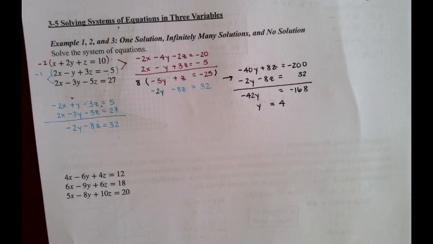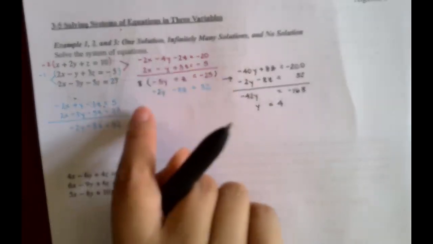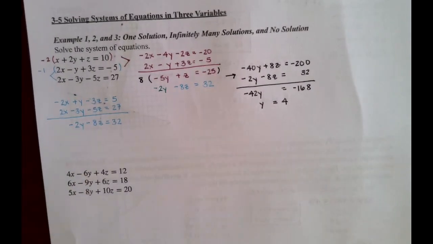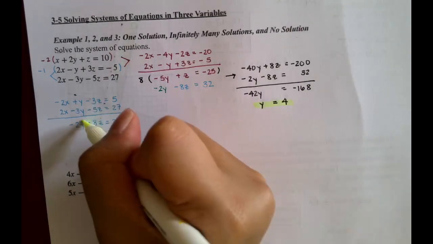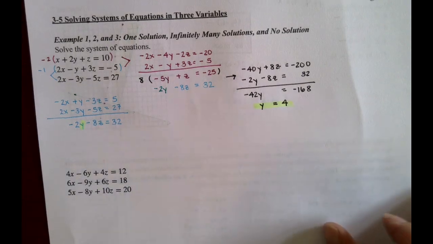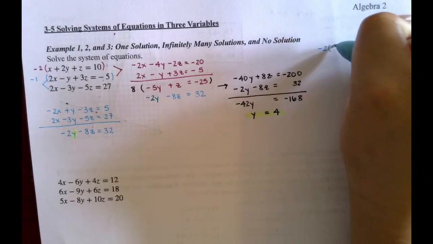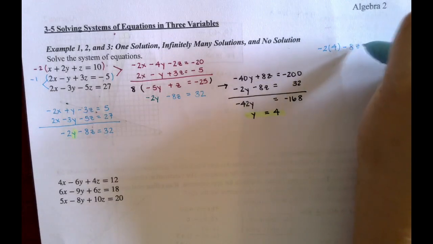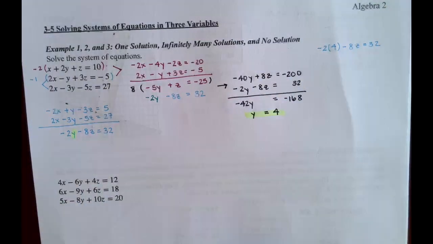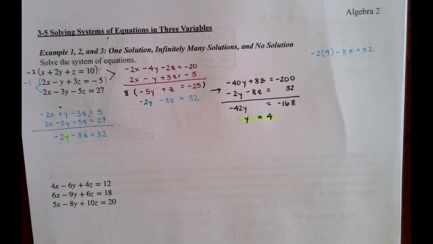Okay, so now that I have y equals 4, I can pick to plug it into this one or this one. It really doesn't matter. So here I'm going to plug it into this one now. Sorry, I'm kind of jumping around a little, but negative 2, I'm going to now plug in my 4, minus 8z equals 32. So I'm trying to stay as linear as possible here.